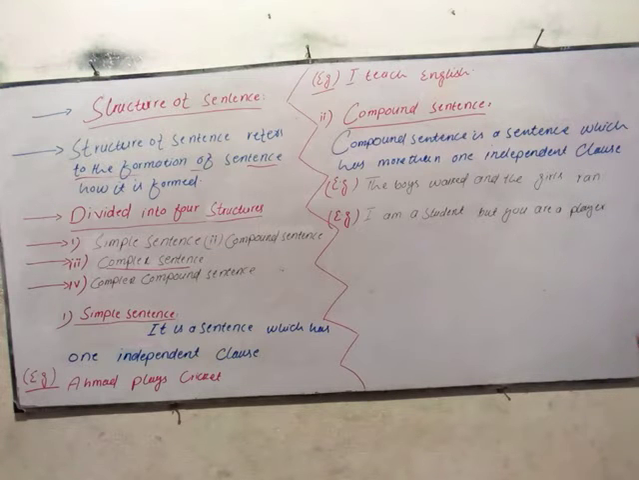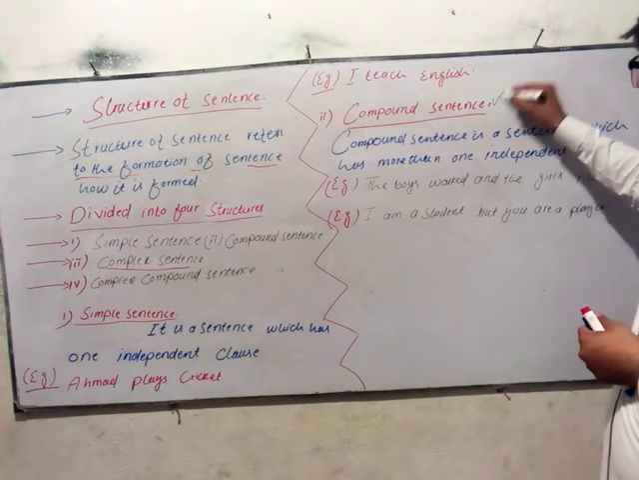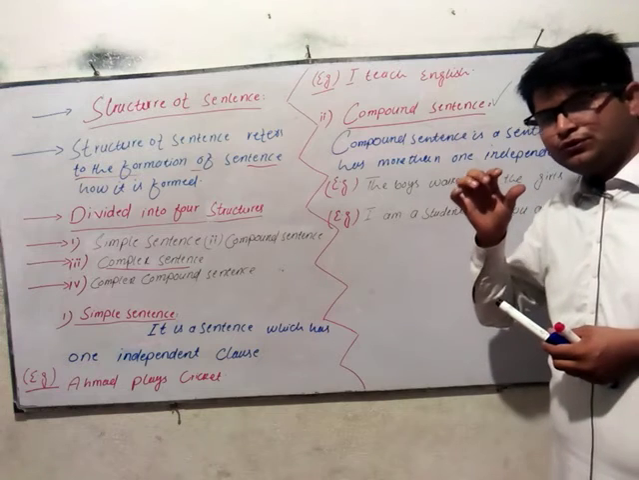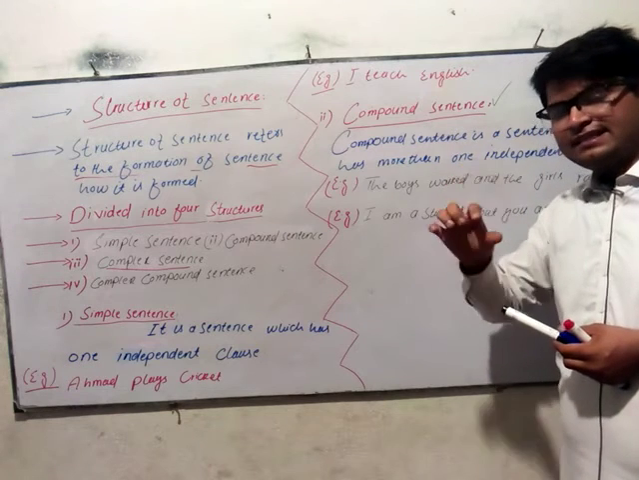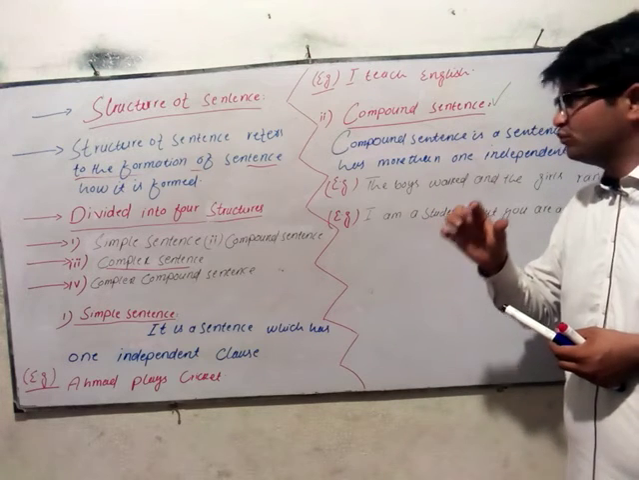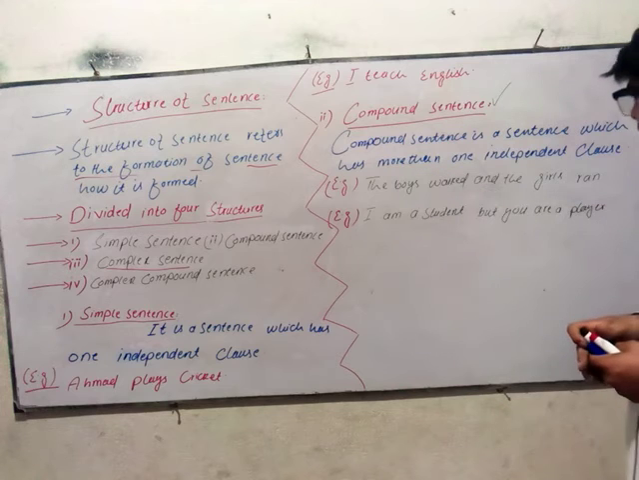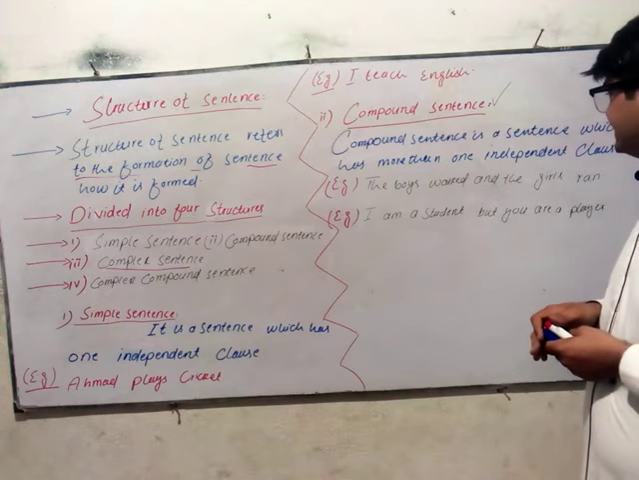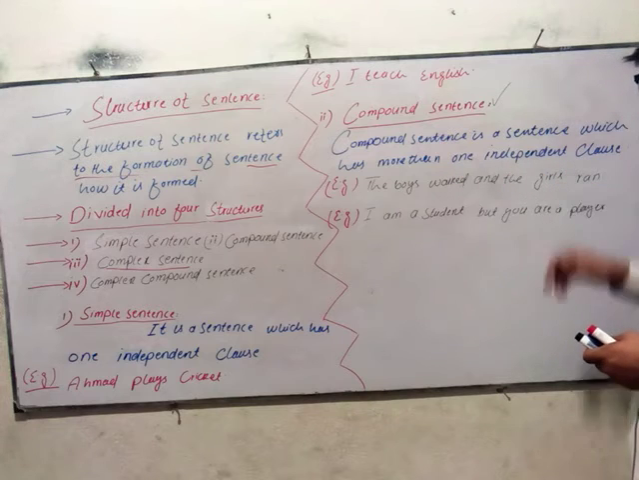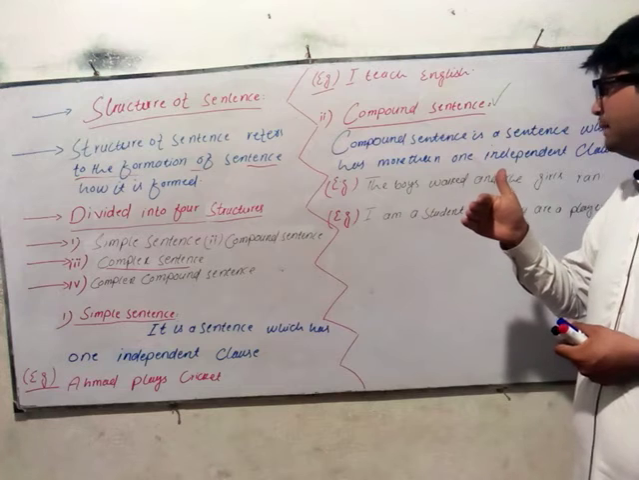Now the second point that we will talk about is compound sentences. What is meant by compound sentences? As you know, when we have two simple sentences that can combine together and give meaning, that will be called a compound sentence. Like in the definition we have written, a compound sentence is a sentence which has more than one independent clause.